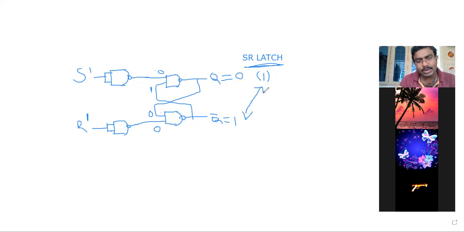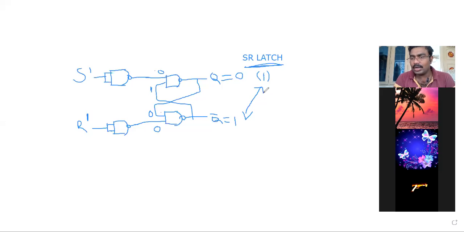So again in this condition also, you are getting Q and Q bar both as the same values. Is it possible, guys, to have the same value for Q and Q bar? No, sir. Not at all possible. So when you are giving S equal to 1 and R equal to 1, you are getting both Q and Q bar as the same values, which is highly impossible.